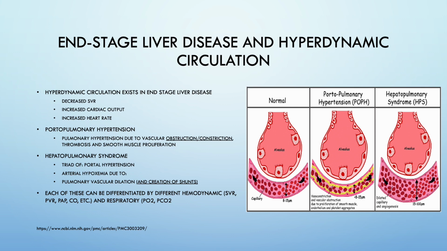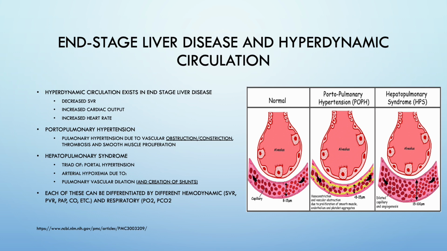In this, thrombosis can also occur, and this can ultimately lead to right heart failure. Now contrast this with hepatopulmonary syndrome, which is a different sort of lung disease in liver failure. The definition of hepatopulmonary syndrome is the triad of portal, not pulmonary, hypertension, arterial hypoxemia, and pulmonary vascular dilation. Since pulmonary vessels become dilated in this disease, shunts are created, which leads to hypoxemia.